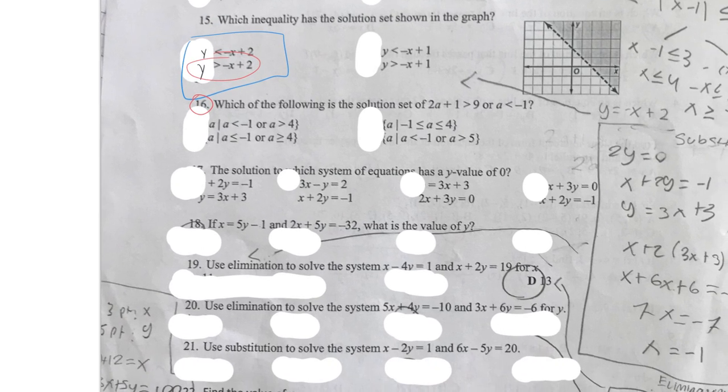All right, looking at problem number 16, which of the following is the solution set of 2a plus 1 is greater than 9, or a is less than negative 1? Well, what I would do is I would actually figure out what's going on with this 2a plus 1 is greater than 9. You could subtract 1 from both sides. You would get this. You could divide both sides by 2. You would end up with this. So it's the case that a is greater than 4 according to that information. And then they say the word or. A is less than negative 1.